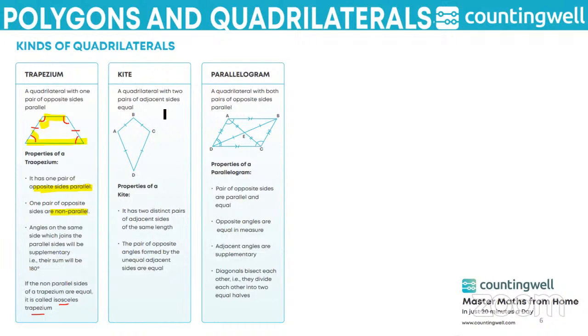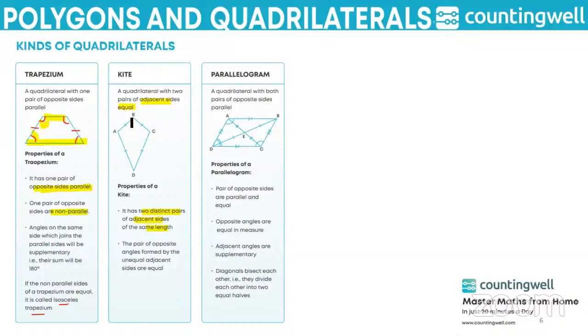Let us see what is a kite. It has two pairs of adjacent sides equal. So you can see here the adjacent sides are AB and BC and AD, DC. So these are the two pairs of adjacent sides. So let us see what are the properties. It has two distinct pairs of adjacent sides of same length. So here in this case we have AB equal to BC and AD equal to DC.